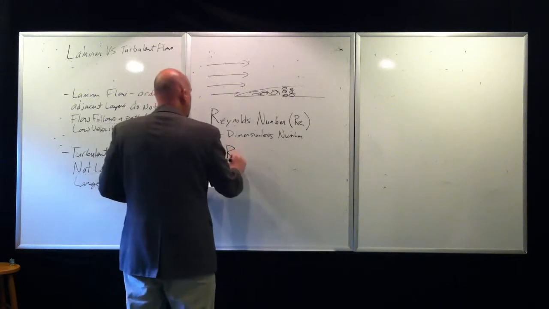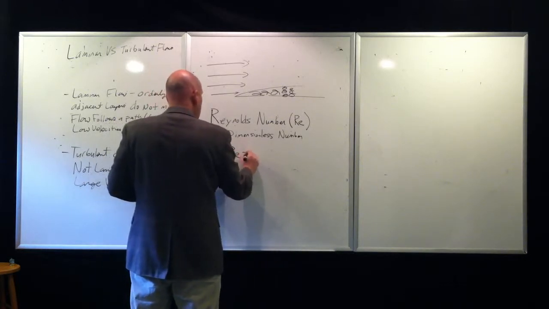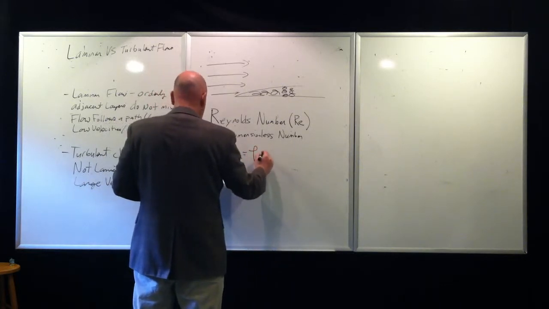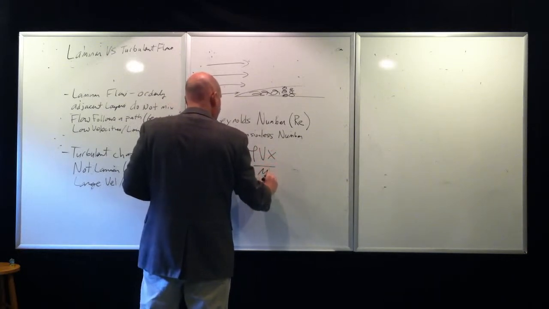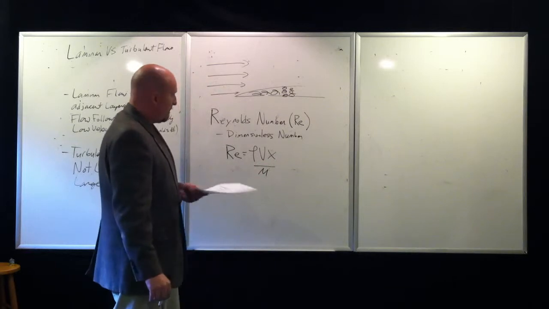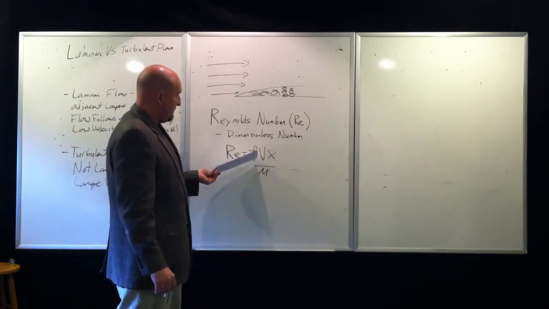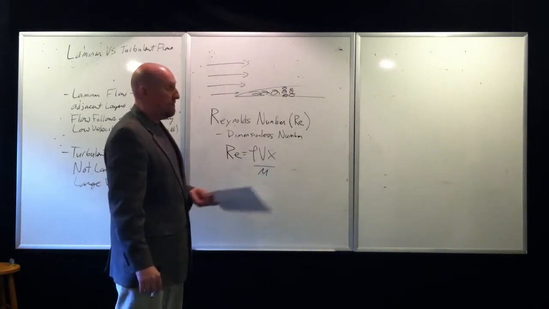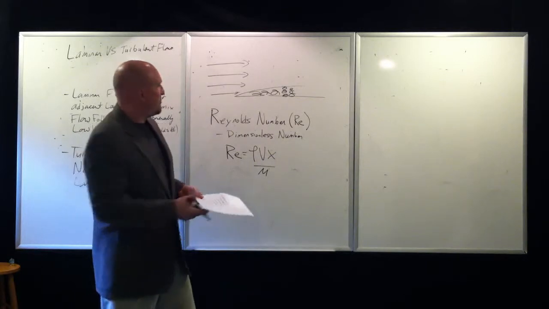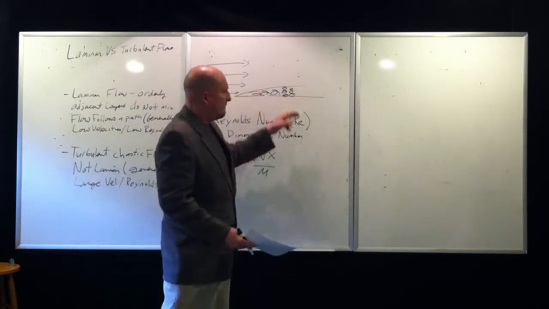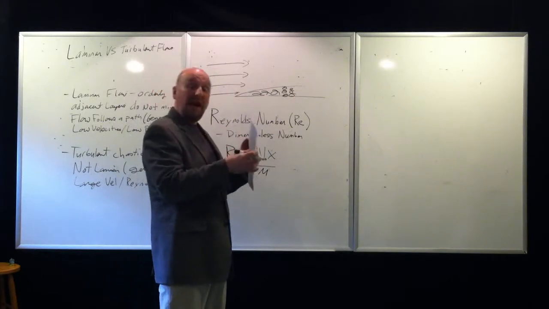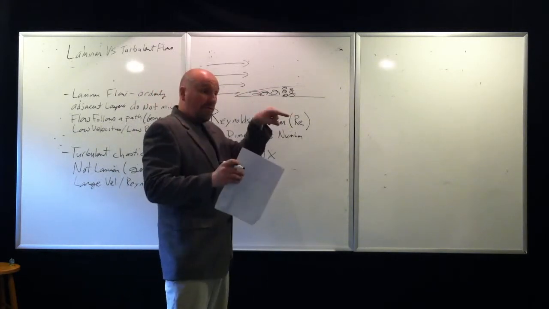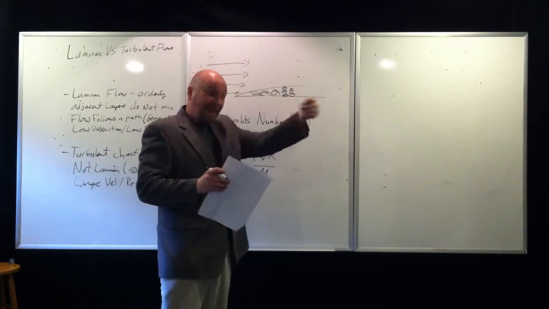So Reynolds number is going to be rho V x over mu. Mu is the dynamic viscosity, rho is the density, V is the velocity, and x is a characteristic length. So if we had a flat plate, it could be the length of the plate. If you had a cylinder or a sphere, it could be the diameter of the cylinder, if you're going over the cylinder, or maybe the length.